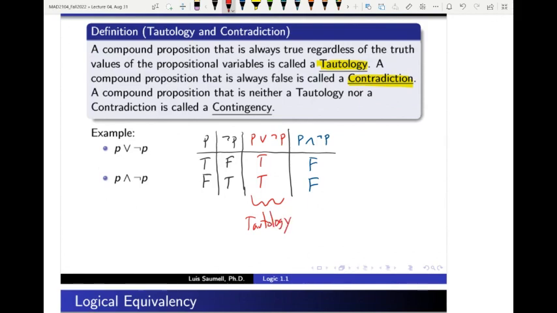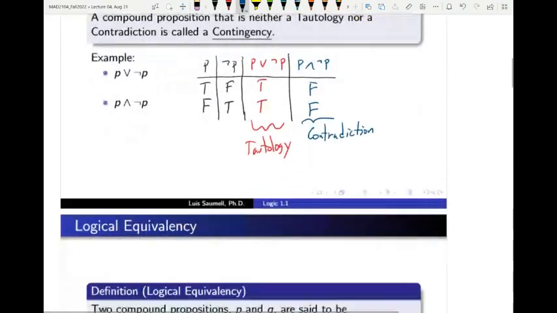Because it's true regardless of the values of P and not P. Regardless of what P and not P are, this is always true. And the other one is what we mean by a contradiction. All right, so that's what tautologies and contradictions are.